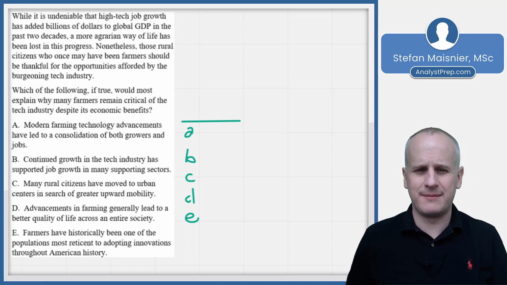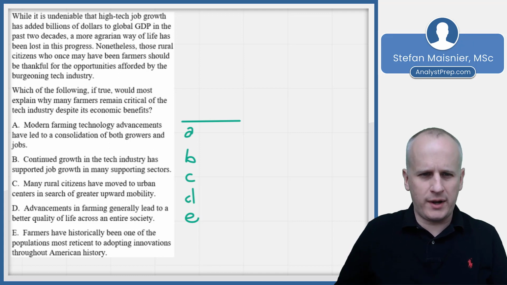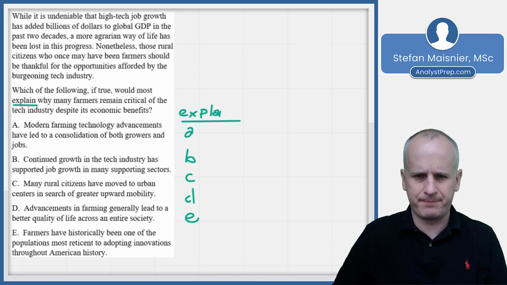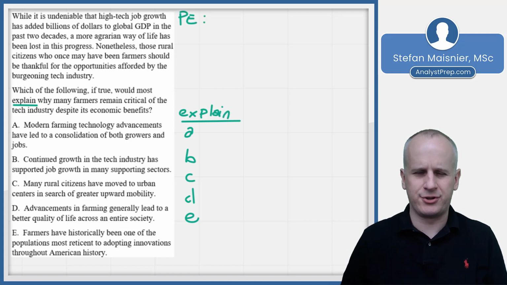So we read the question stem first. Which of the following, if true, would most explain why many farmers remain critical of the tech industry despite its economic benefits? So we know that we need to explain as a task. And we're just going to put PE for predicted explanation up here.